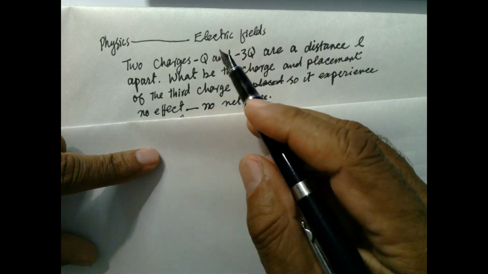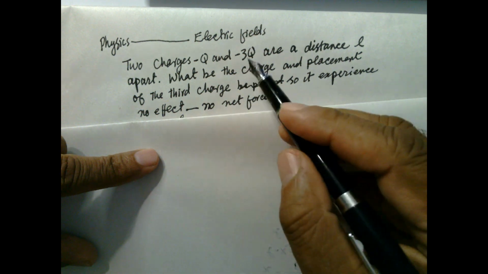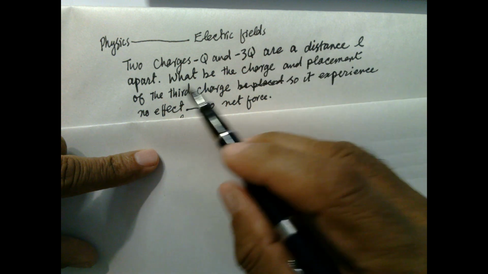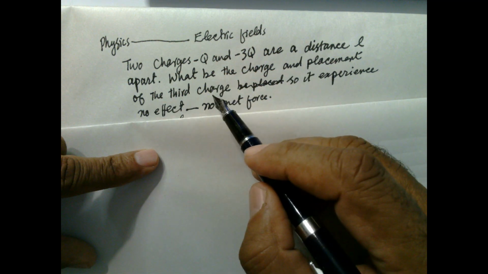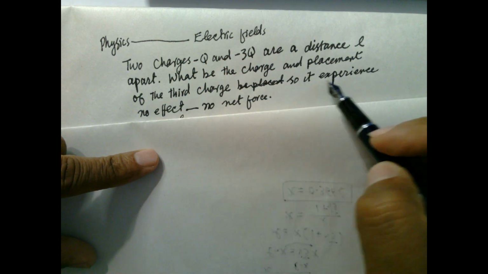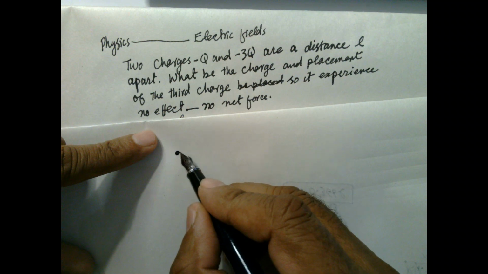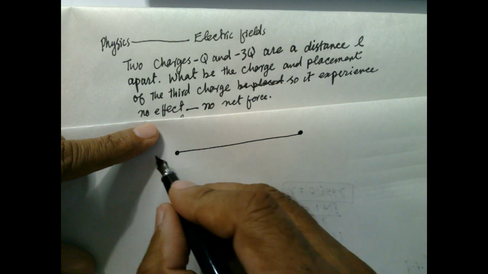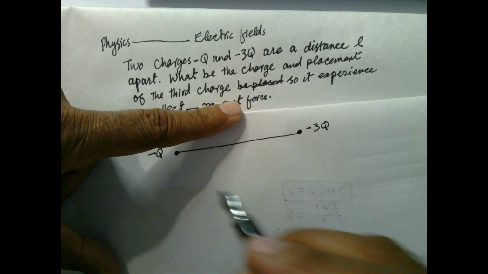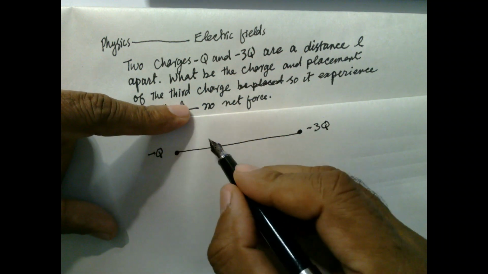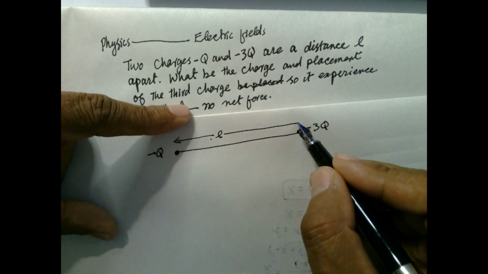Hello, physics, electric fields. The problem is: two charges, minus q and minus 3q, are a distance L apart. What should be the charge and placement of a third charged particle so that it experiences no net force? So this is a charged particle, this is another charged particle, this is minus q, this is minus 3q. The distance in between is L, so L is the separation.